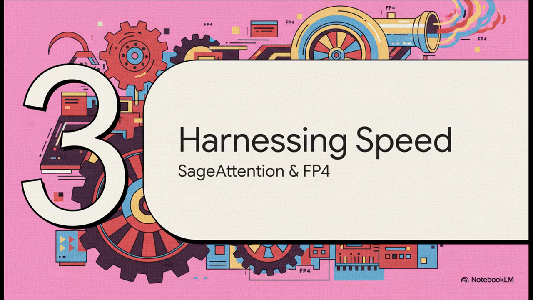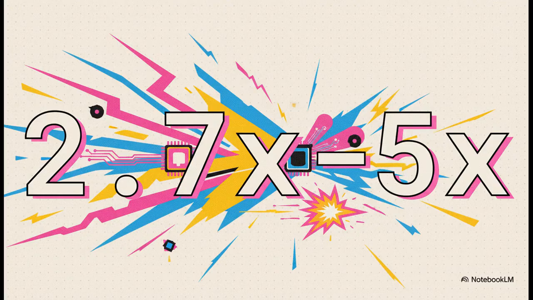If TensorRT is that custom-built engine, then Sage Attention is the bespoke turbocharger, designed specifically and only for the Blackwell architecture. And the performance gains we're talking about here are just staggering. Seriously. We are looking at a 2.7 to 5 times speedup over the fastest flash attention implementations out there. This is not some small incremental improvement. This is a leap forward that will completely transform your workflow.